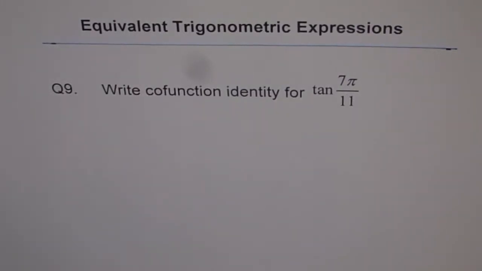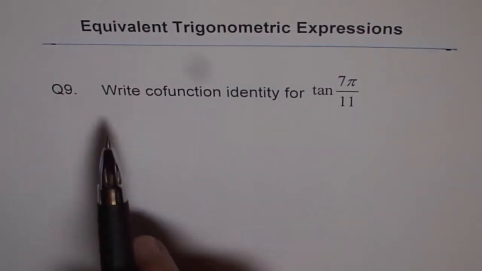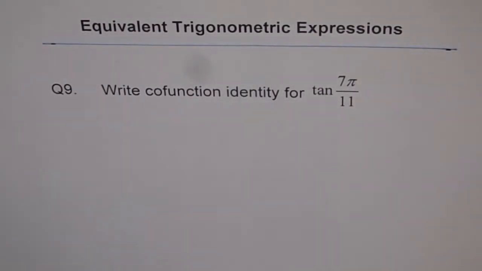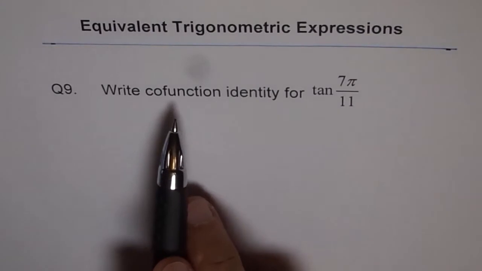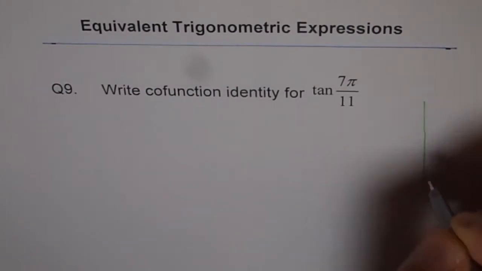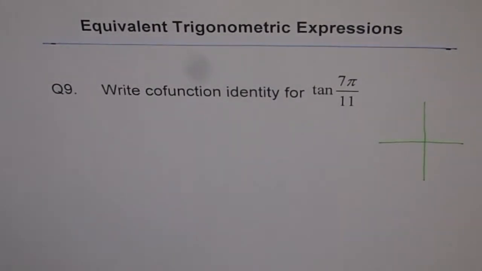Equivalent trigonometric expressions. Question 9. Write cofunction identity for tan 7 pi by 11. So when we say cofunction identity, then we are trying to figure out how tan is related with cotangent, right? The cofunction identity is tan's relation with cotangent, cot.